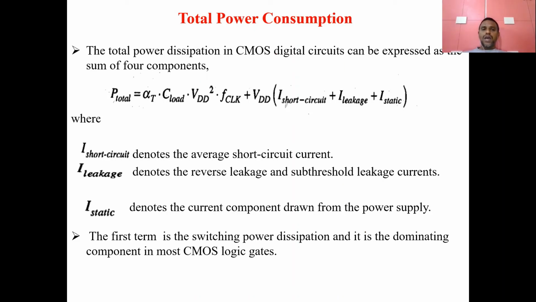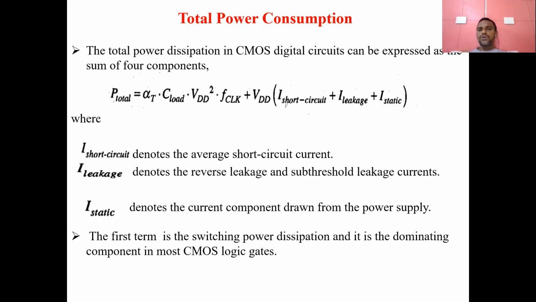That's why I am adding them here. P total, the total power consumption, is equal to alpha T C load VDD square multiplied with F clock, plus VDD multiplied with I short circuit current plus I leakage current plus I static current. These are what we have discussed here. I short circuit denotes the average short circuit current. I leakage denotes the reverse leakage and subthreshold leakage current combined.